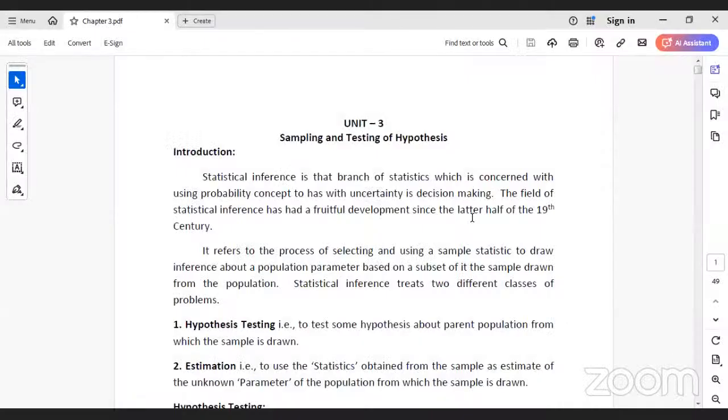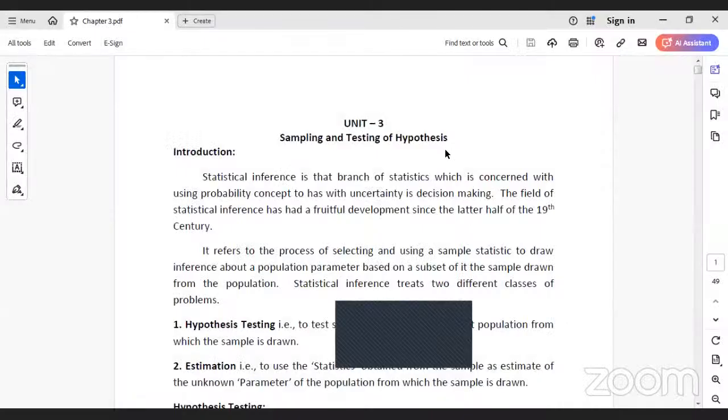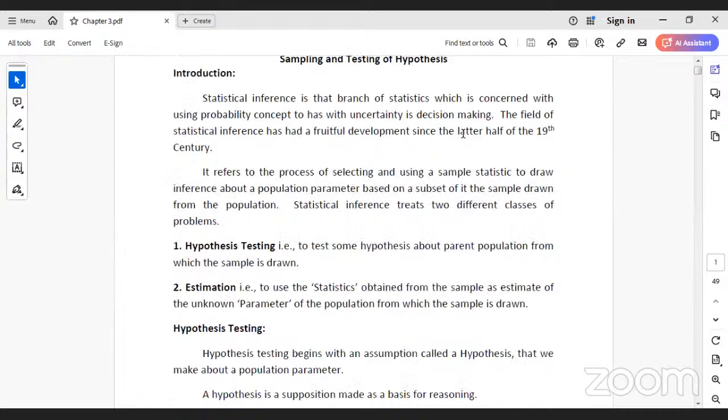Right. So here, sampling and testing hypothesis. Statistical inference is that branch of statistics which is concerned with using probability concepts to deal with uncertainty and decision making.